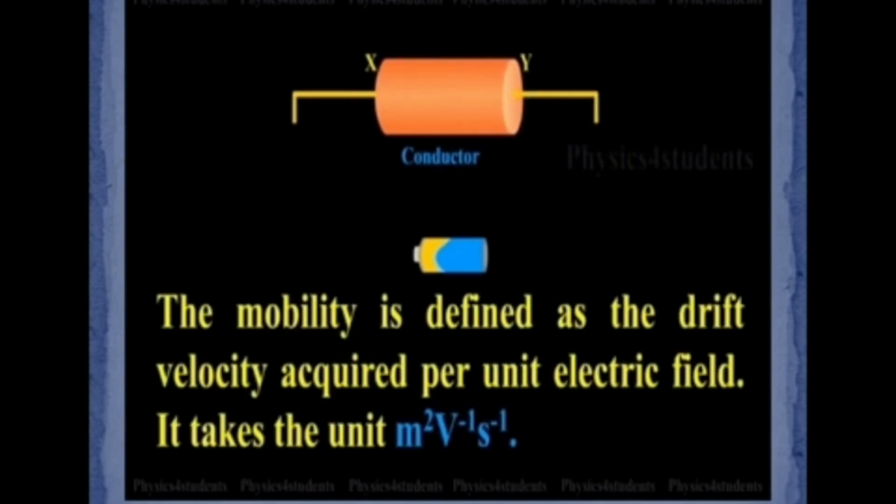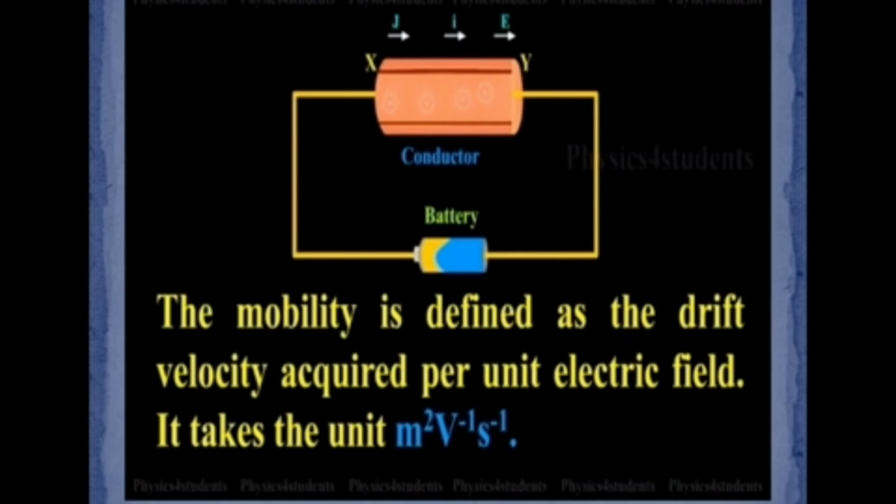That's called drift velocity. And mobility is defined as the drift velocity acquired per unit electric field. It has the unit meter square, volt inverse, second inverse. So mobility is defined as the drift velocity acquired per unit electric field. மொபிலிட்டி அப்படின்னு சொல்ற டிஃபைன். இப்போ நம்ம அதை பத்தி பார்ப்போம்.